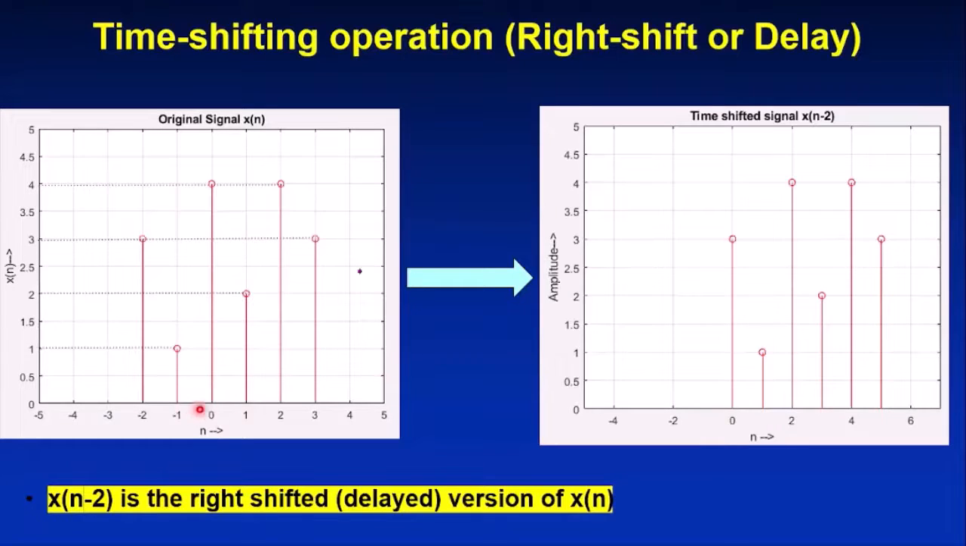You can see that at the origin here you have this sample, but in x of n minus 2, at the origin you have the very first sample, that is this particular sample. So ultimately the time axis is moved towards the left hand side by 2 samples. So you are shifting the origin n equal to 0 to the left. That way you can think of it.